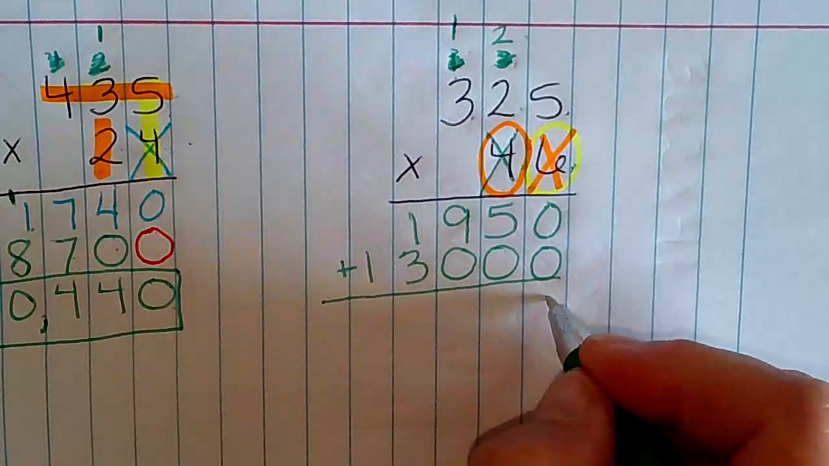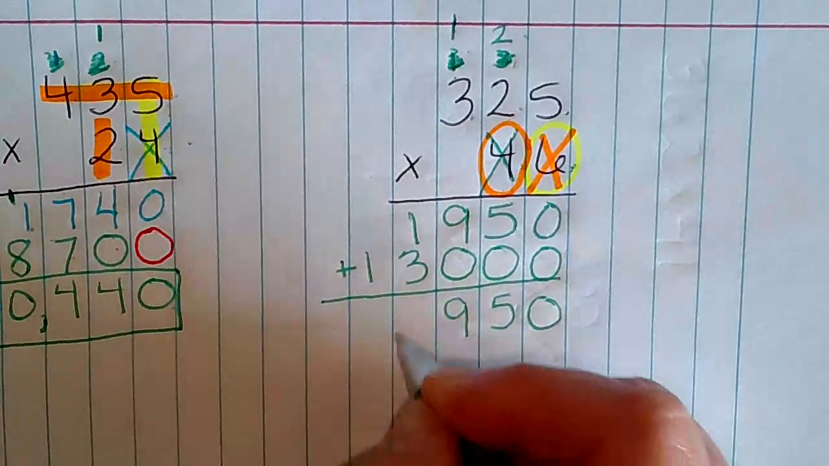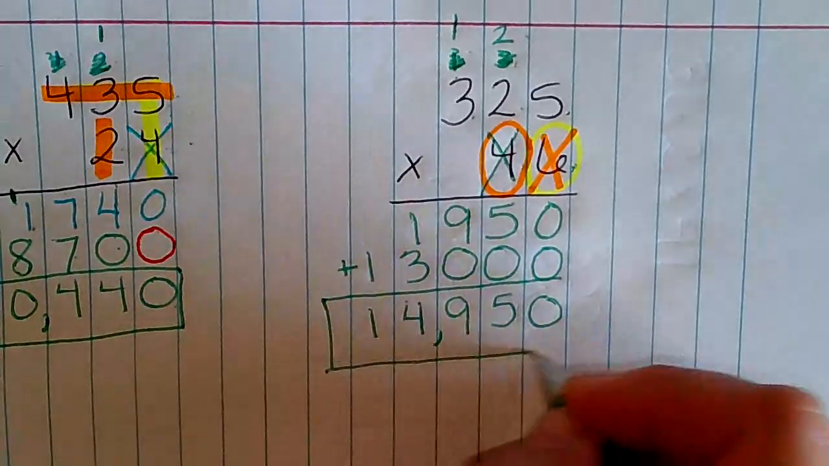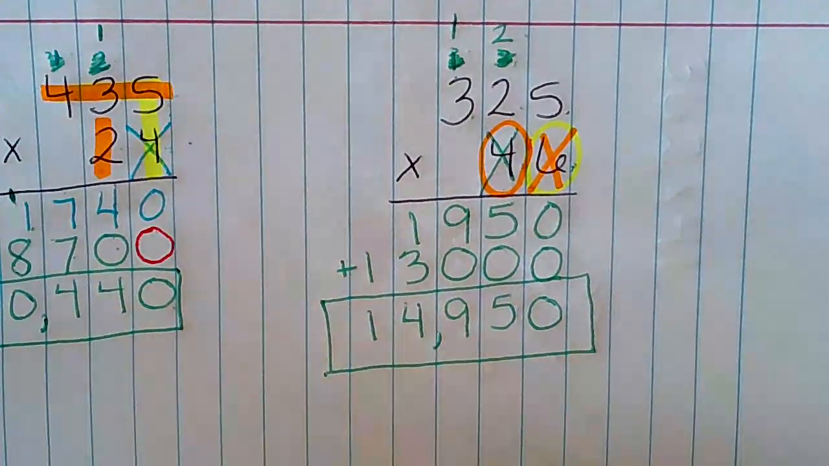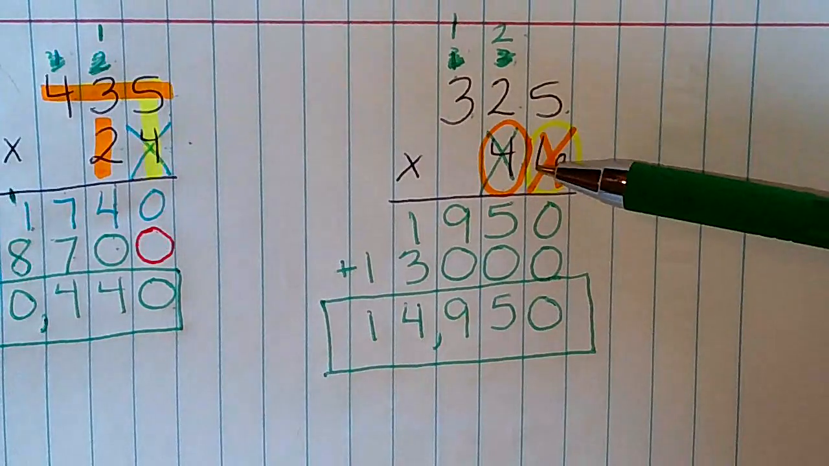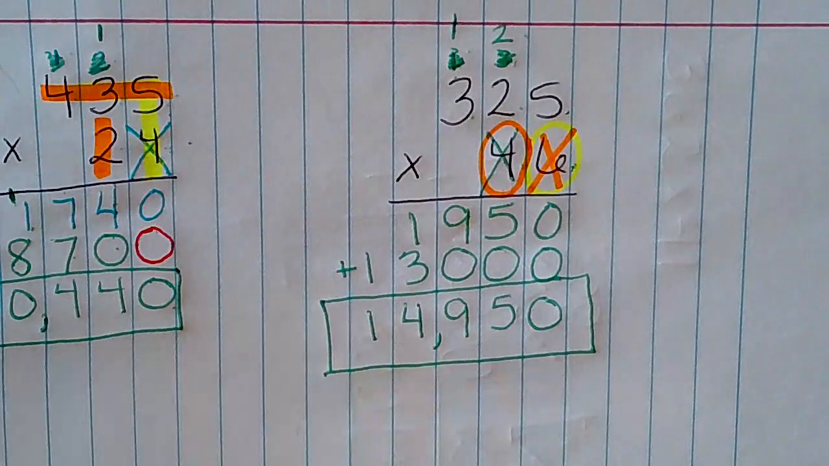Now I add them up. I have 0, 5, 9, 4, and 1. So the product, or the answer, to 325 times 46 is 14,950.